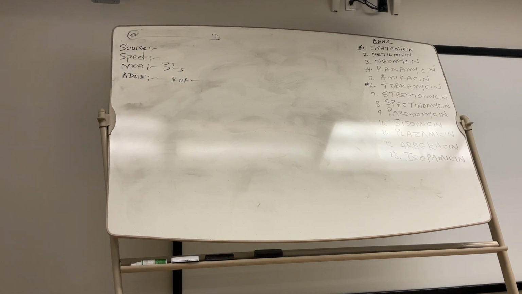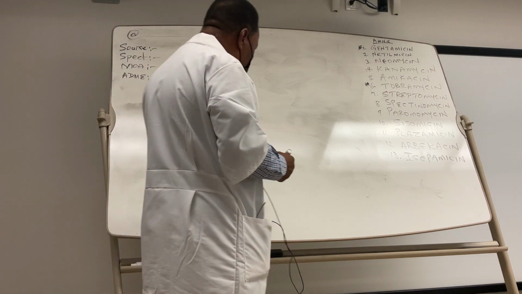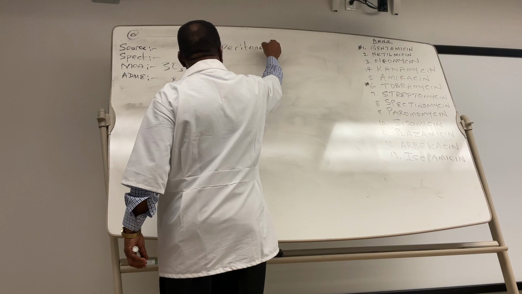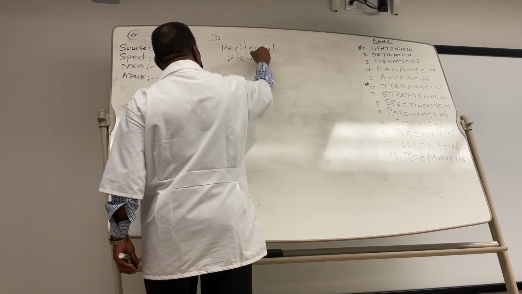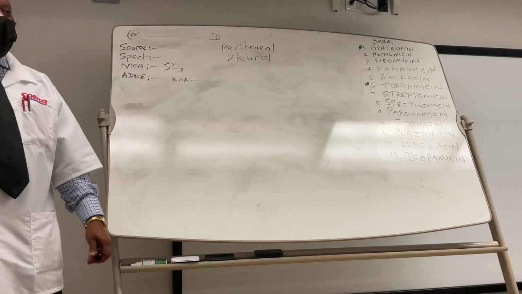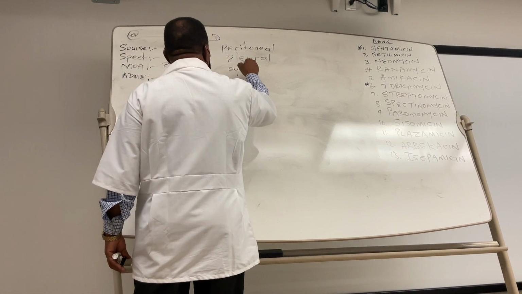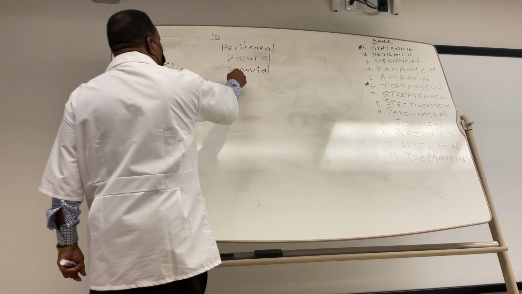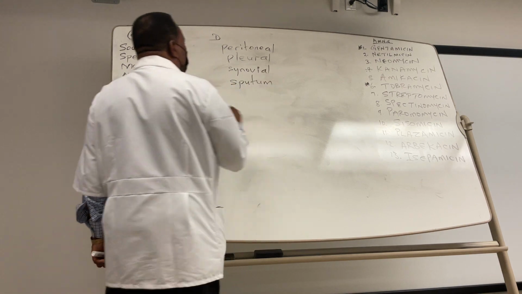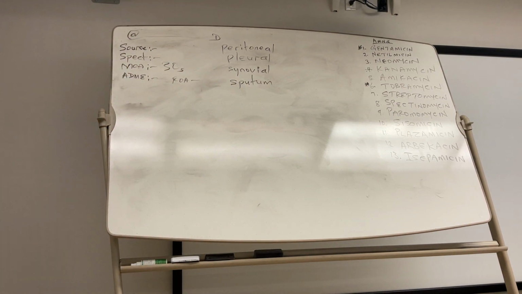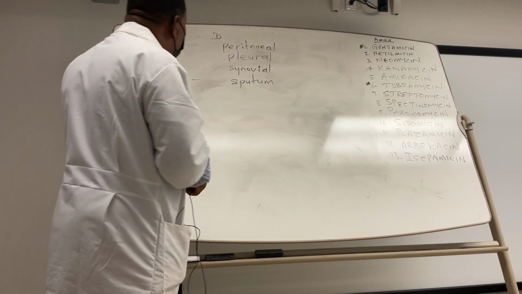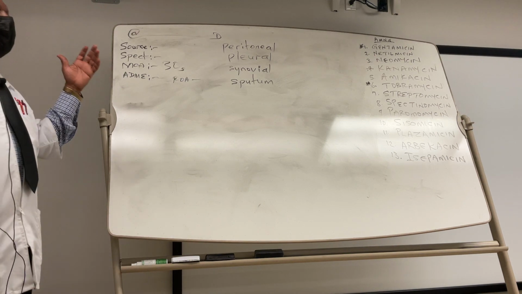But it gets distributed very well into the peripheral spaces. For instance, you can get it into the peritoneal cavity very easily, or into the pleural cavity, into the synovial fluid. It gets distributed into the synovium, sputum. So it can go into all those spaces, but it does not get to the cerebrospinal fluid regularly.